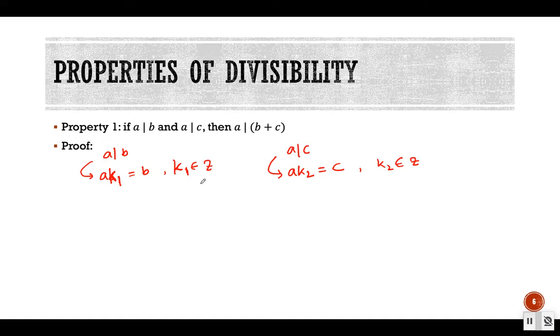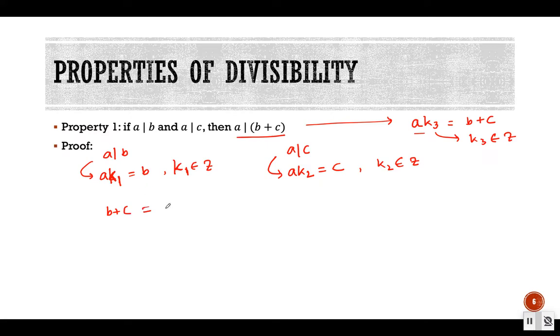Now let's find out b plus c. To prove that, we have to be able to represent it like that, a times k3 equals b plus c, where k3 belongs to some integer number. If we can find this formula, this property is a valid property. We can say that a is going to divide b plus c, right? So let's find out b plus c.